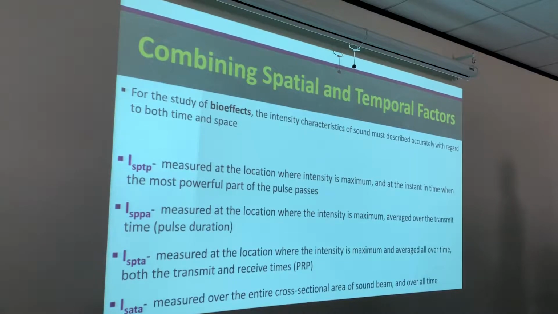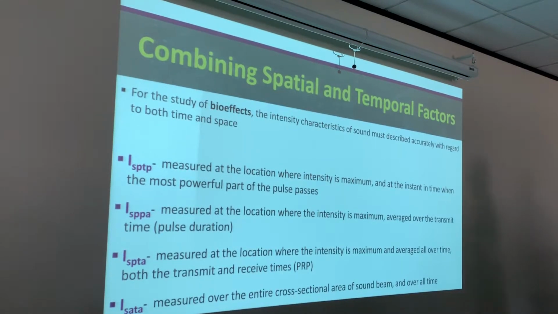So if it's saying I spatial SPTP, that's spatial peak, temporal peak. So that's going to be measured at the location where the intensity is maximum at a certain space, and the instant in time when the most powerful part of the pulse passes. Okay. So that's going to be the very maximum intensity in time and space that this beam is producing.